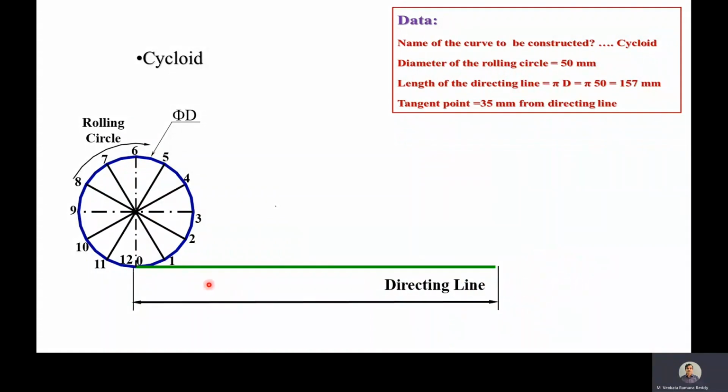P is a point on the circumference of the rolling circle. Then, as we divided the rolling circle into 12 parts, divide this directing line also into 12 parts. Here, after rolling the circle for one complete revolution, this point P is going to move from here to there. The shape of the curve is to be constructed or traced out now.